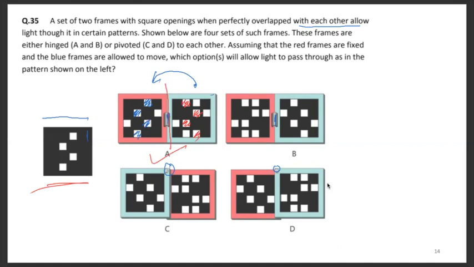Okay. Then we'll go with option B. In option B, this pattern here is present, but it is not here, and not here, and not here either. If the red frame is fixed and these two are dark, then B will not form that pattern because these two squares won't be allowing light to pass.